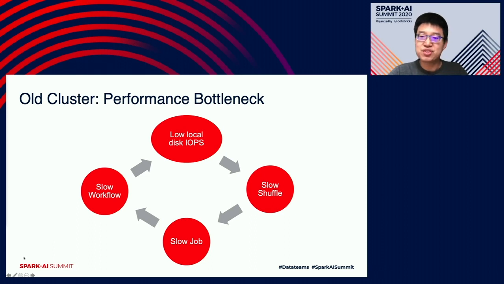As shown in this chart, not having enough local disk I/O often slows down Spark jobs due to slow shuffle, which in turn makes the job and the whole workflow slow, which in turn makes the I/O resource even more scarce. And as you can see, this is a performance downward spiral that no one wants to see in their system.